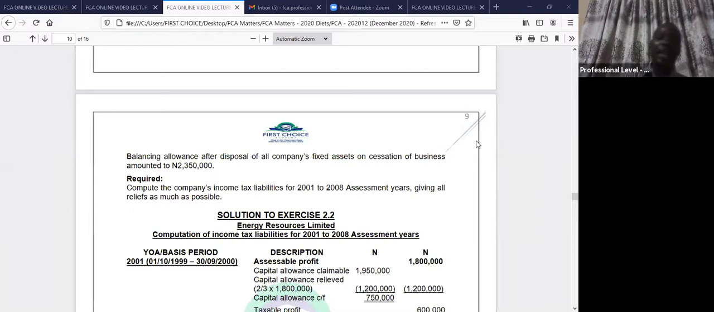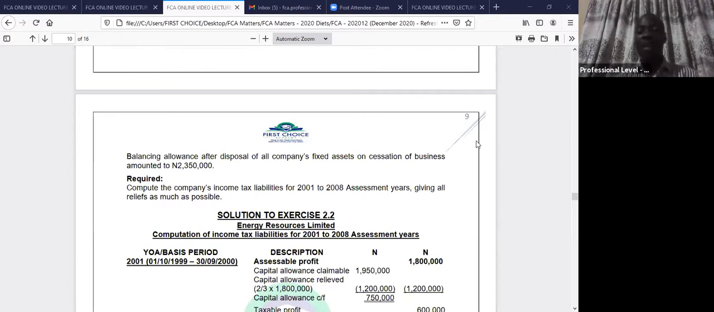Assuming you sold the assets for 2.8 million, the government will say, you have realized your whole 2.5 million and you've made an extra profit of 300,000. That's 300,000 extra. The authorities see it as balancing charge. It means you've made additional profit. We are going to tax you on that extra 300,000. So it is usually added to your other income. Balancing charge is added to your other income so that you can be charged tax.